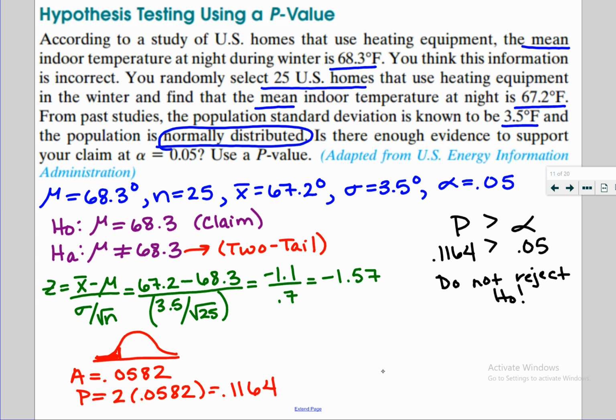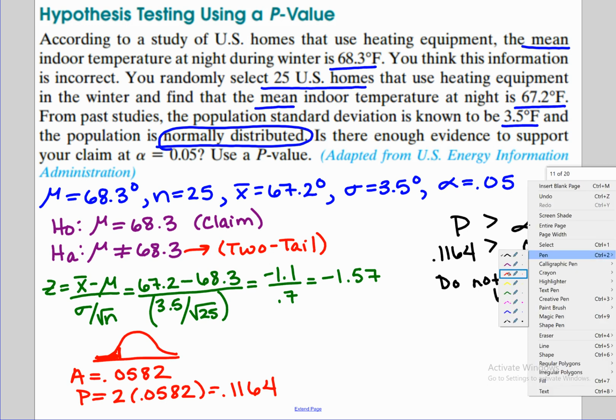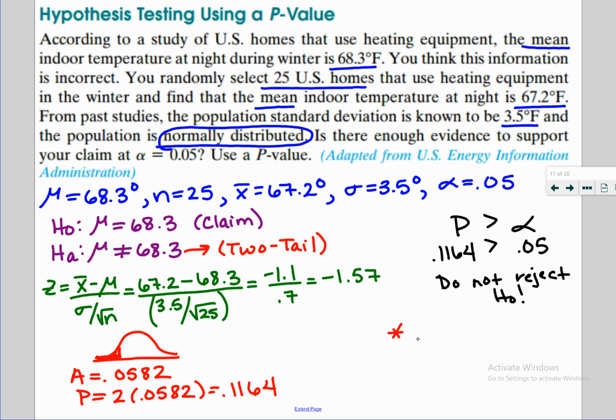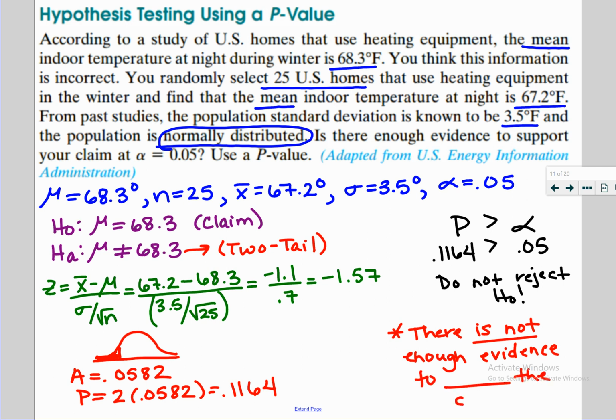Okay, so we made our decision not to reject, and now we summarize. So if we do not reject, we say there is not enough evidence to blank the claim. And this is where you have two choices. It's either reject or support, and it all has to do with what your claim was. In the last problem, our claim was the alternative, so we use the word support. In this problem, our claim is the null, so we use the word reject. We do not have enough evidence to reject the claim.